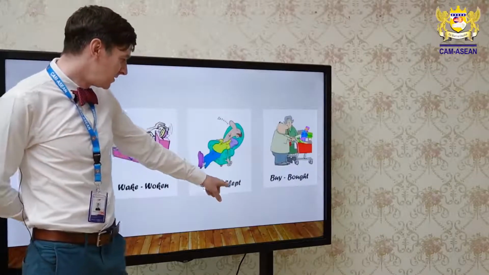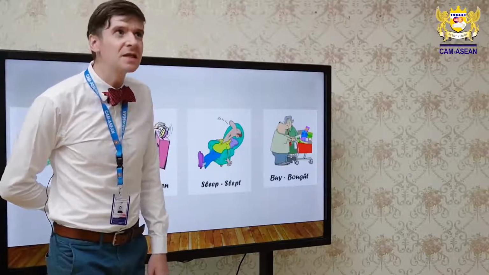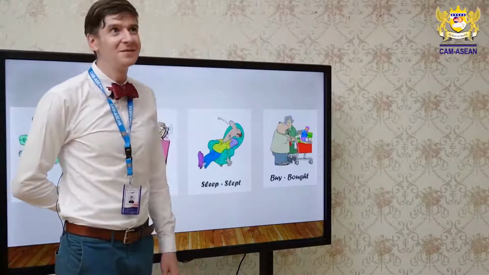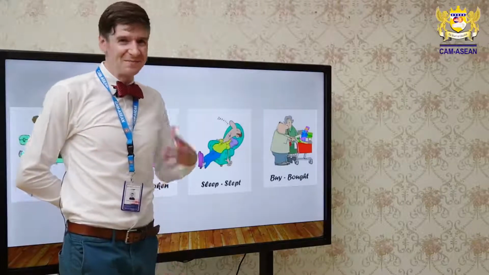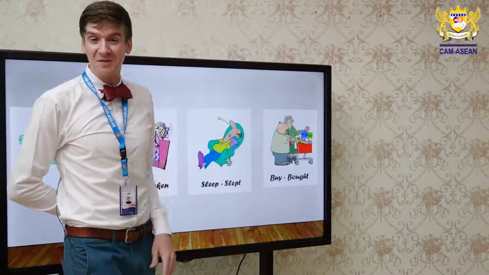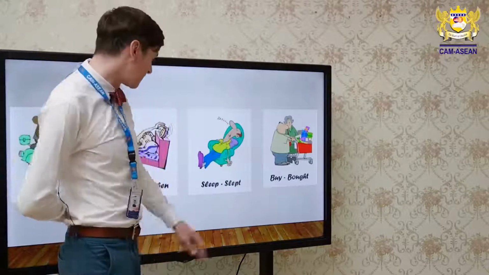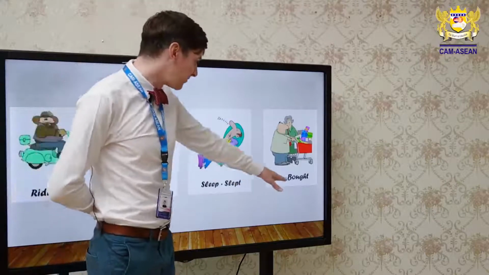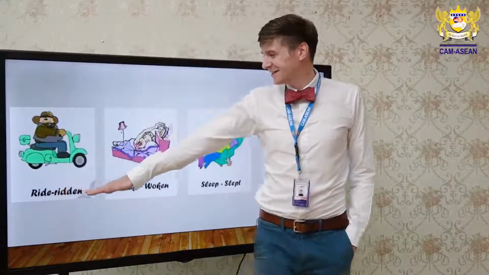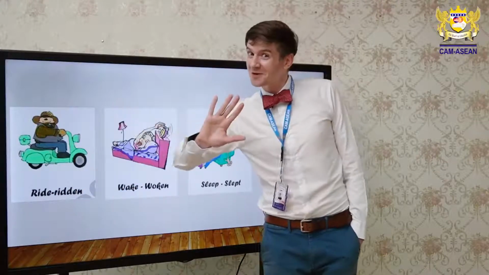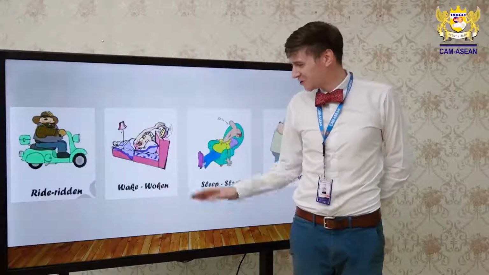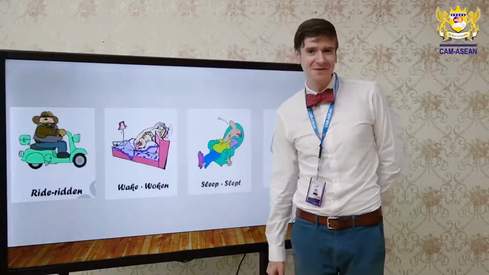Sleep. Is it sleeped? S-L-E-E-P-E-D? Not quite there, but slept is a past form of sleep, and it's a past participle because it ends with a T. Here we have buy and bought, T. Here we have ride and, not road, ridden, ends with an N. Wake, woken, ends with an N.